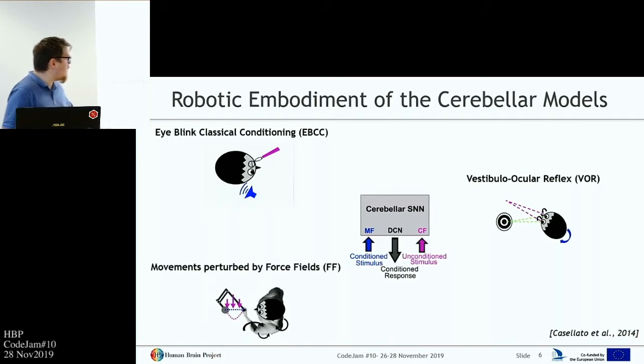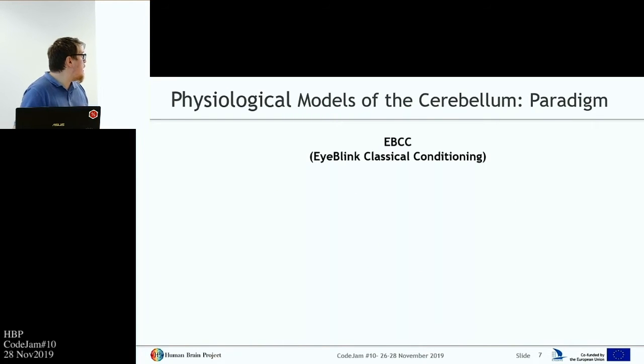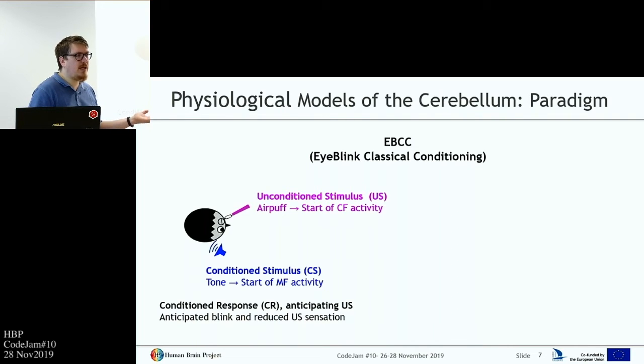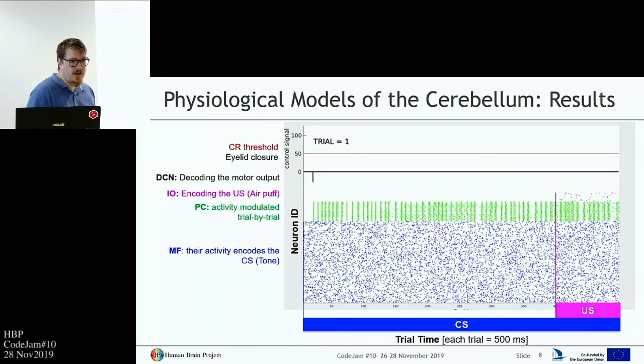So we use the same network. We didn't change the network, and we try to apply the same network to different protocols to see if the network is able to generalize the learning capabilities of the cerebellum. So starting with the eye blink classical conditioning, we have to translate this behavioral protocol into a robotic protocol. So we have the conditional stimulus, the unconditional stimulus, and they are separated by a fixed time interval, and we need to do the same with the robot.